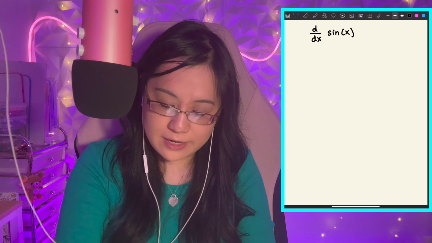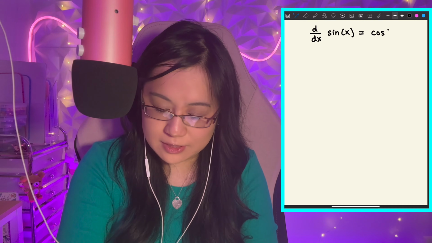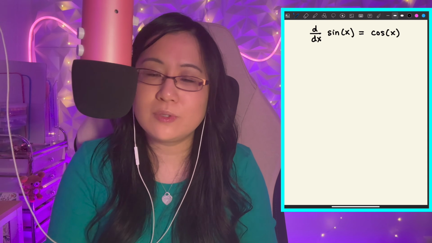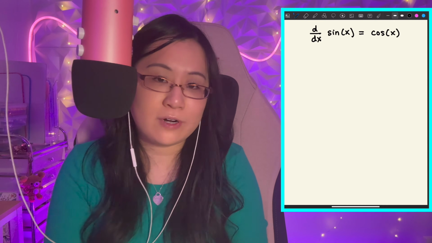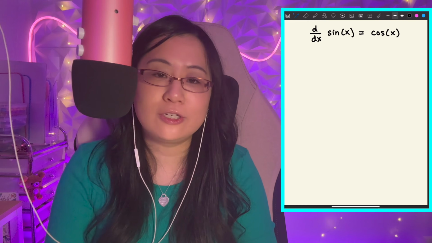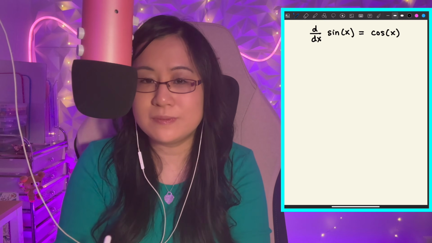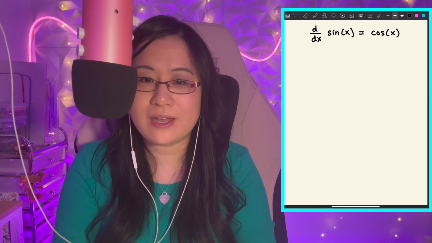The derivative of sine of x is cosine x. And I'm using x here as a variable. You can replace x with whatever other variable you want. Just make sure that you're taking the derivative with respect to that same variable. So this is single variable calculus here. That actually is an important point.